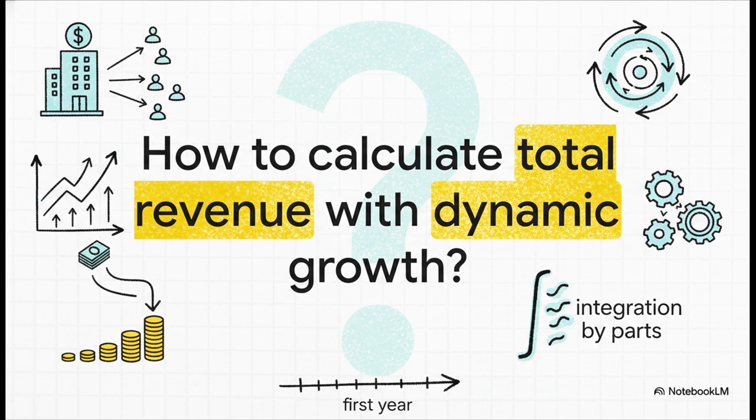You can't just take the number of customers at the end of the year and multiply it by the revenue per customer at the end of the year, right? That would completely ignore all the money you made back in month 2 or month 6 when both of those numbers were a lot lower. You're dealing with a dynamic system here, and simple multiplication, well, it's just not going to work.